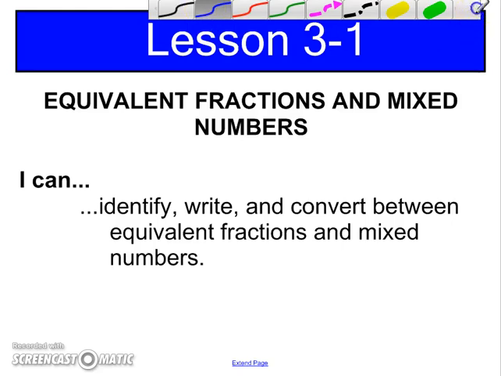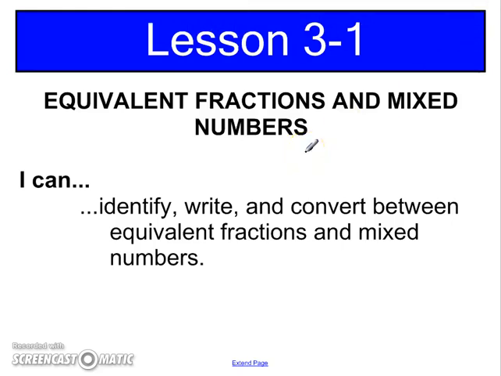All right, ladies and gentlemen, welcome to Chapter 3. And Chapter 3 is a lot of work and review with fractions. So we're going to begin in Chapter 3.1, Lesson 3.1, with equivalent fractions and mixed numbers.